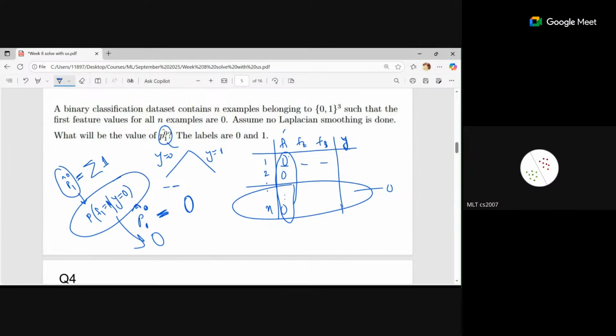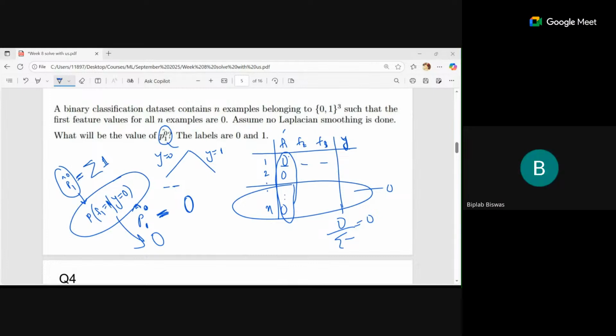What fraction contains your feature f1? Here, none of these contains the feature f1. So that term will be 0 divided by whatever number of examples we have with label 0, or something. So that will always be 0, because there aren't any examples where my feature f1 is 1. Feature f1 is always 0 for all the examples.